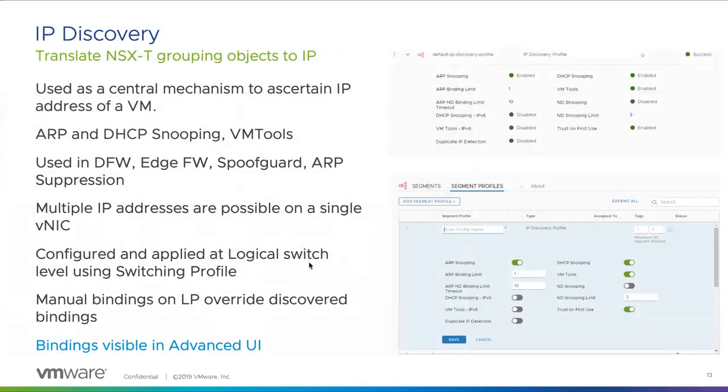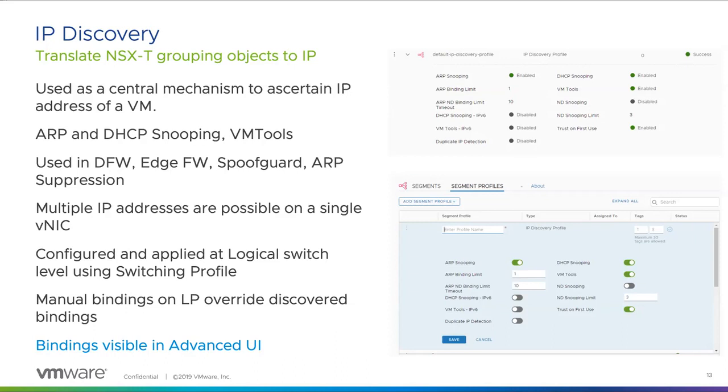Okay. So for IP discovery, the NSX distributed firewall and edge firewalls have a dependency on virtual machine to IP discovery, which is used to translate objects to an IP address before rules are pushed into the data path. This is mainly required when the policy is defined using grouped objects. The VM to IP table is maintained by NSX-T controllers and populated by the IP discovery mechanism. IP discovery is used as a central mechanism to ascertain the IP address of a VM, obviously.